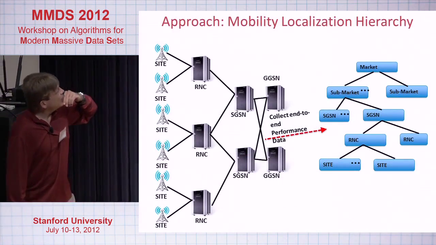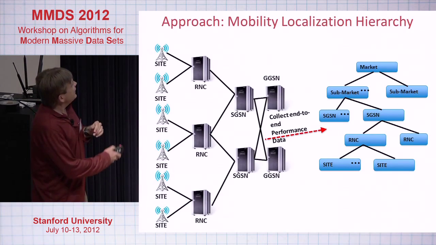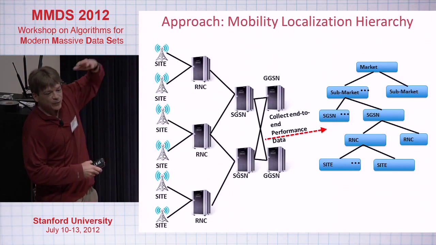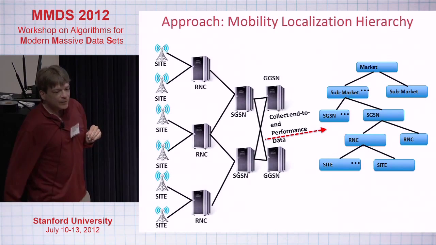This is something about mobility localization. I don't really understand how the mobile network works, but mainly the idea is you have these cell sites. Those are those weird little antennas. They're connected to a radio network controller.